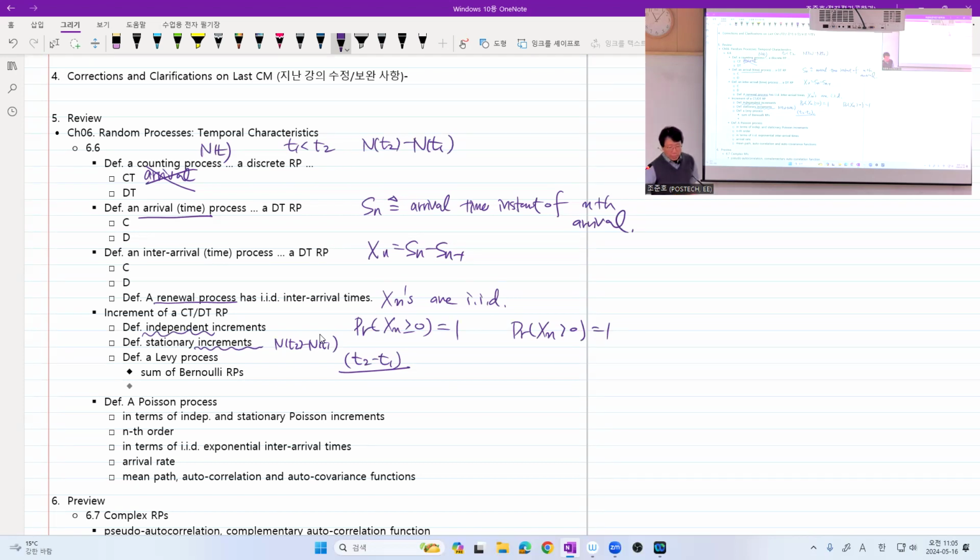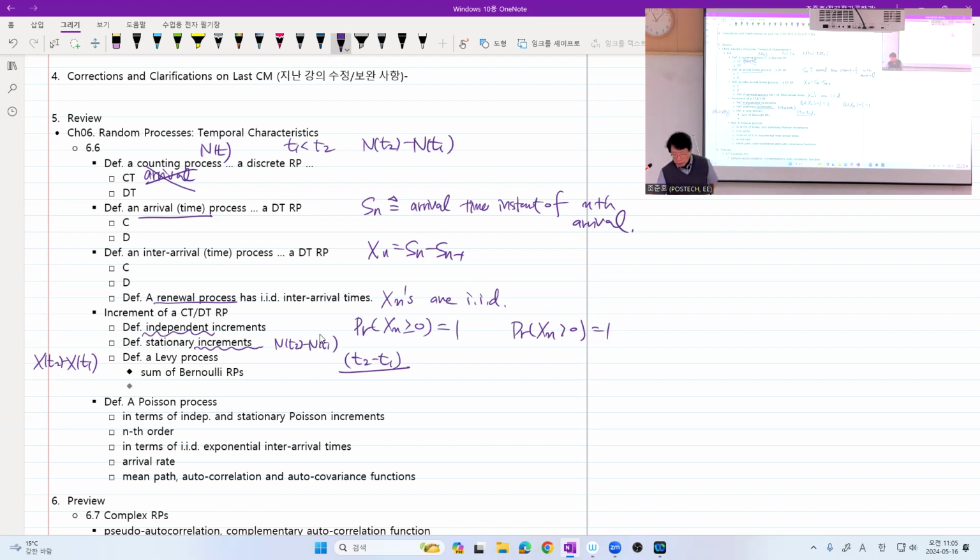Anyway, increments may be independent, and increments may be stationary. However, increments can be defined not only for a counting process. Sometimes they can be defined for any random process. So we have a more general definition called the Levy process. A random process is a Levy process if it has independent increments and stationary increments.